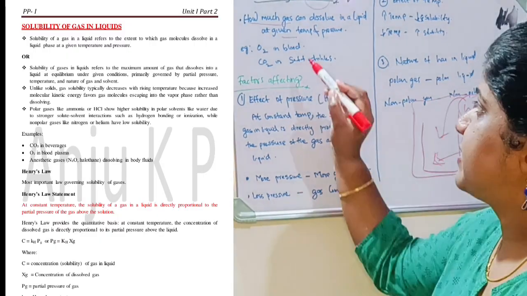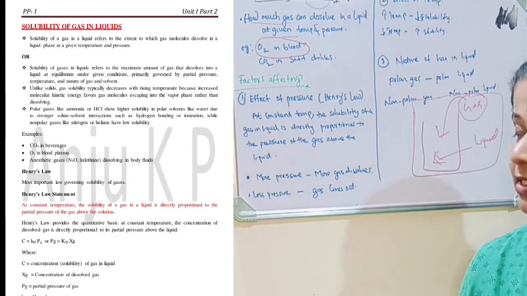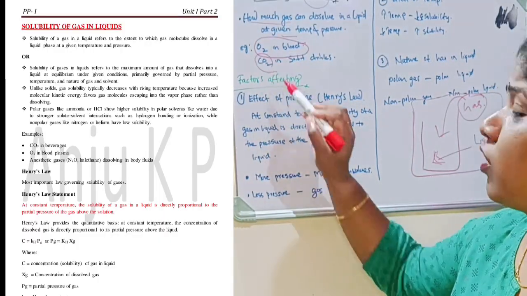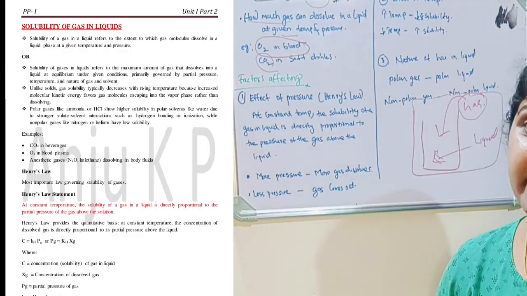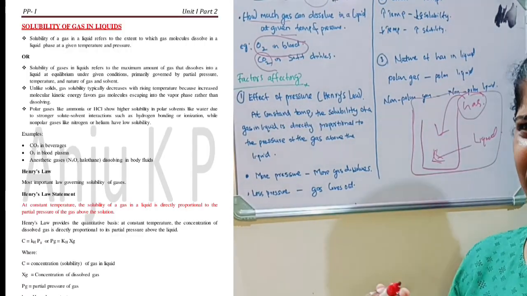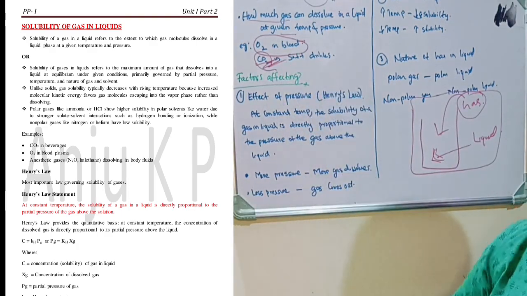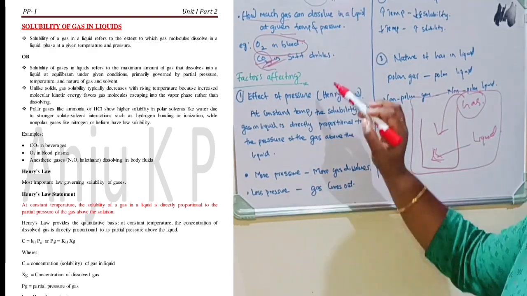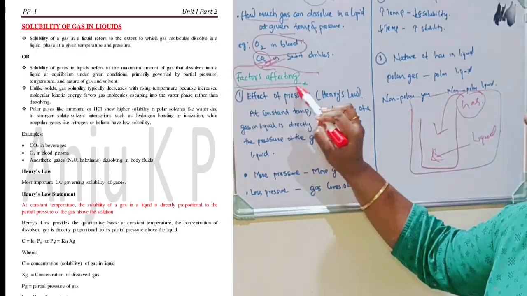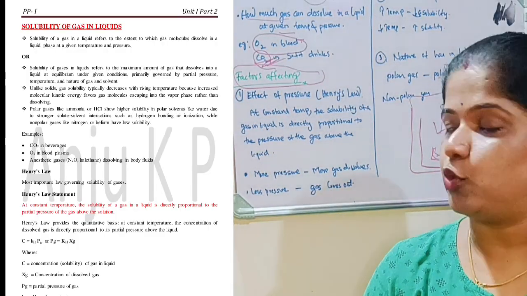For example, oxygen is getting dissolved in the blood, as well as carbon dioxide is dissolved in soft drinks, carbonated drinks like Sprite, Coca-Cola, everything. So here the carbon dioxide is getting dissolved. Then next we will see the factors affecting solubility of gas in liquids.